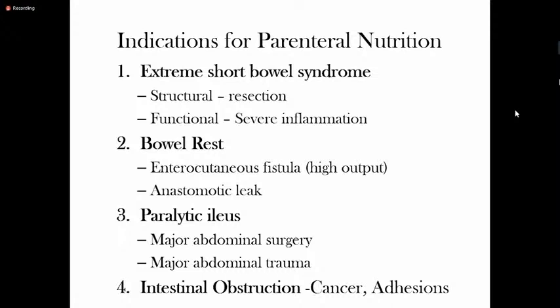And then we have anastomotic leaks. This is after surgery, and we have leaks. Then we must put the bowel to rest. Okay? There's nothing going through the bowel or the GI tract. Like when we have a trauma, when we have major surgery or trauma, okay? And the other one is when we have intestinal obstruction. Intestinal obstruction can be due to malignancies or to adhesions following surgery.